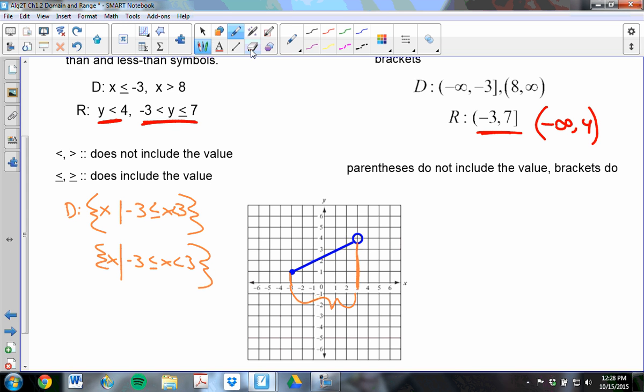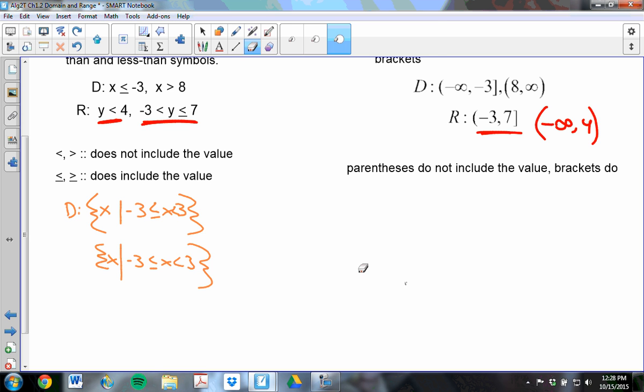Then for the range, I'm not checking the x values, I'm checking the y values.